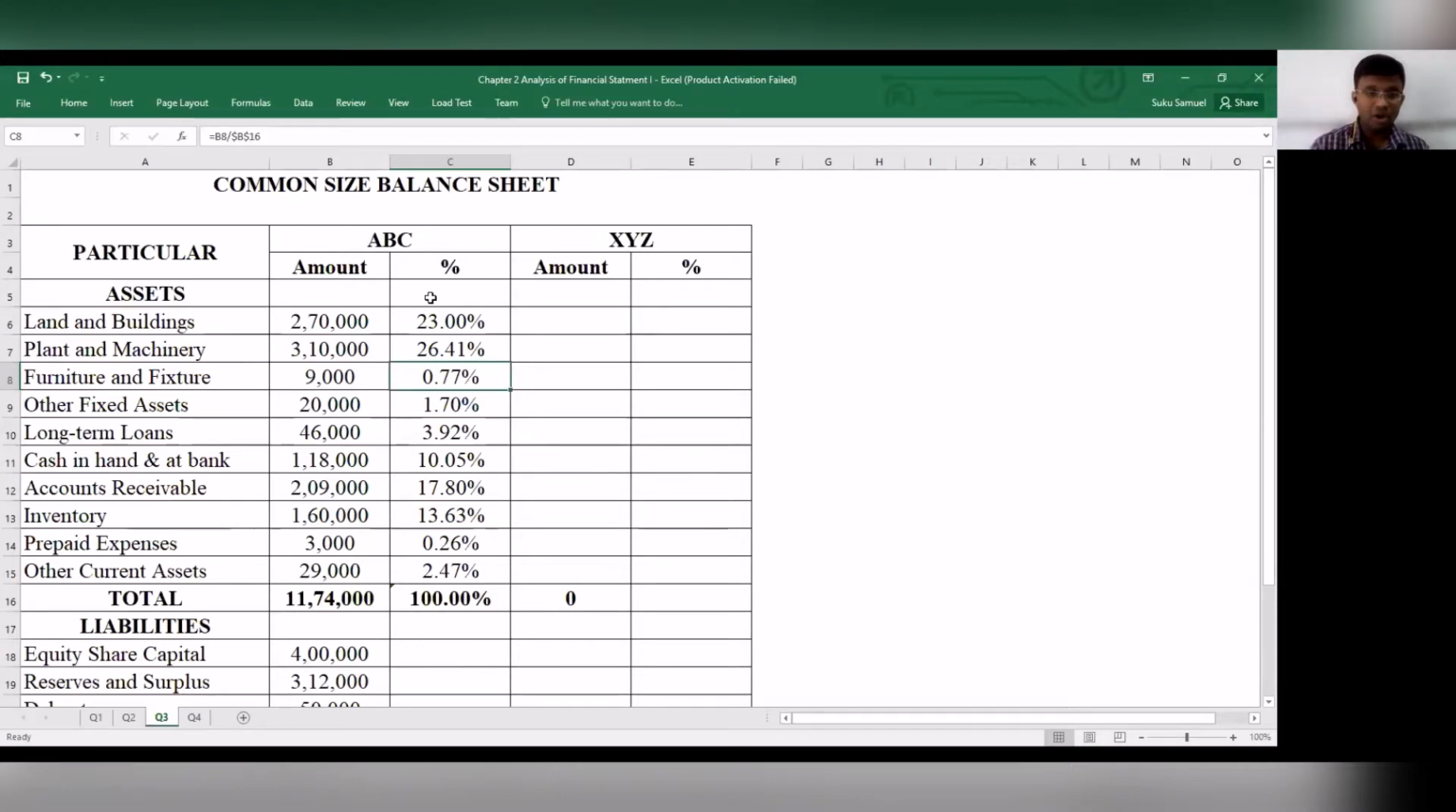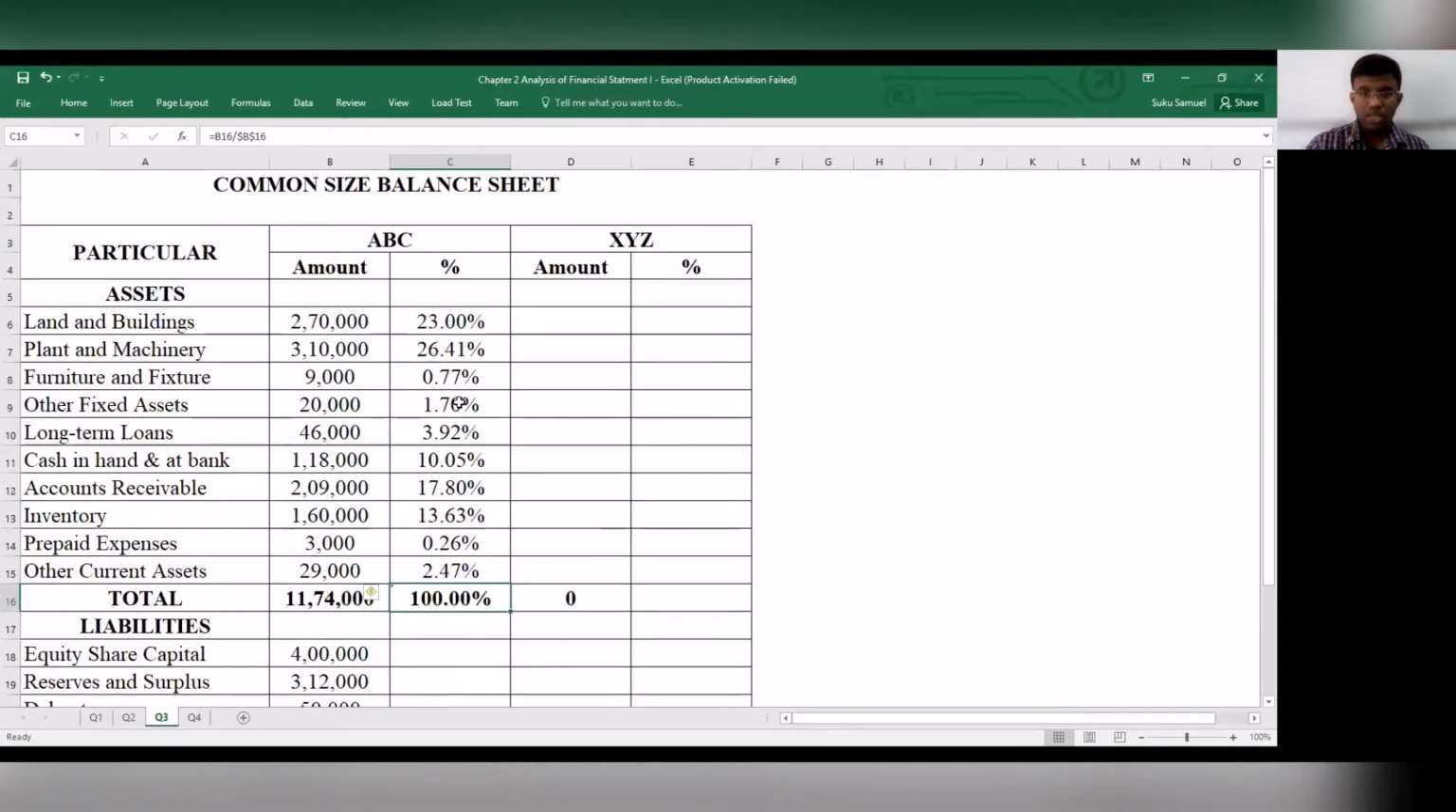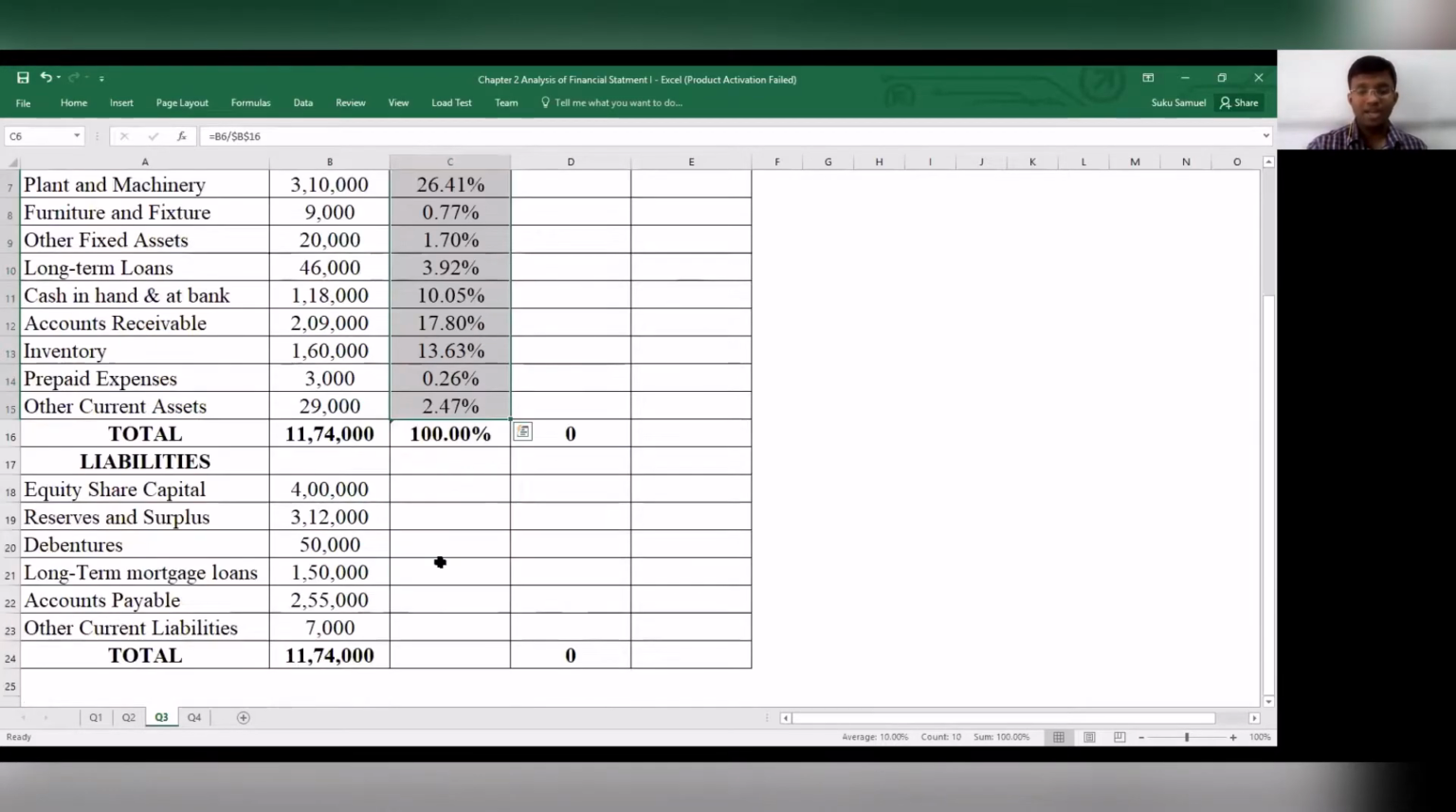Okay, I've completed the assets of ABC. Now notice my total percentage will work out to be 100. Even if I add up all these percentages, the total should work out to be 100%. Why? Because my denominator is the total asset. So 11,74,000 divided by 11,74,000 should be 100%. Similarly, when you add all this together, the total should work out to be 100%.